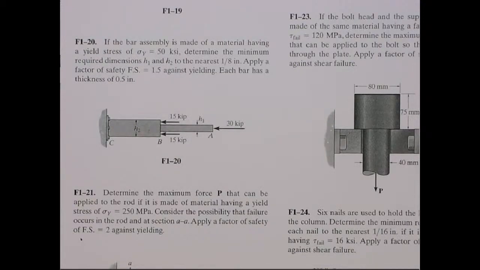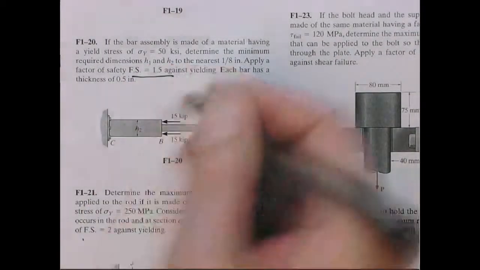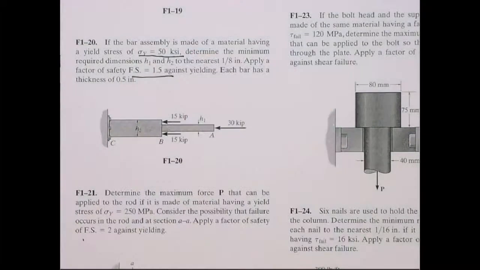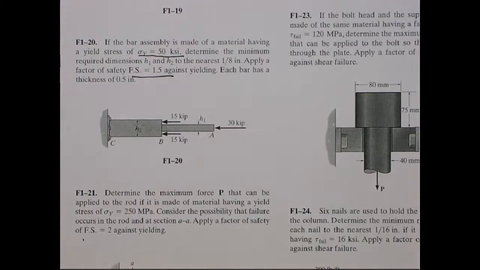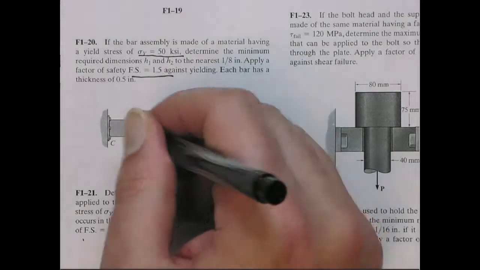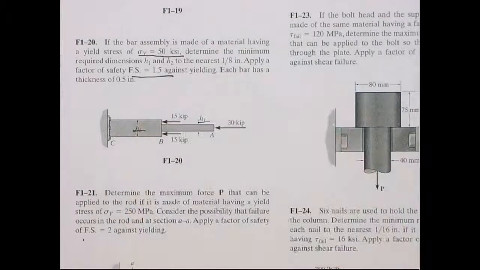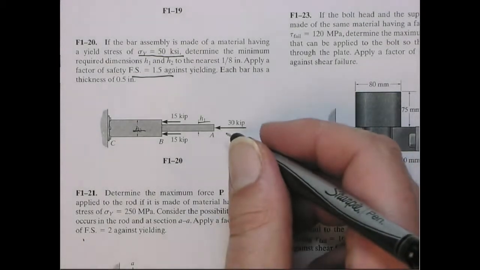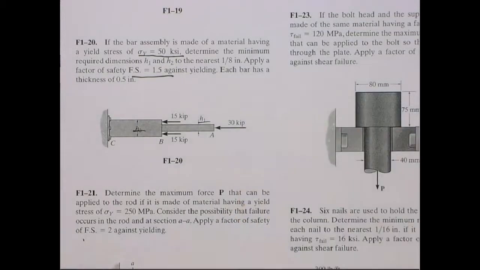This is going to be another one with a factor of safety. Again, we have a factor of safety of 1.5 against yielding. It gives you the yield stress of the material as 50 ksi. If you don't know about factor of safety and yield stress, look at what I solved, problem 119. I discuss it there. And what it's looking to find is to design H1 and H2 as small as possible for each one of those, to the nearest eighth inch. So it allows these shaft dimensions to go in eighth inch increments for yielding.